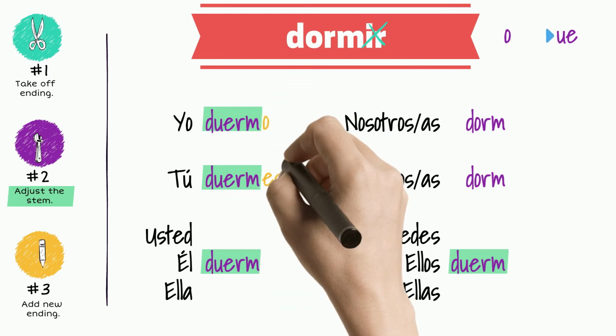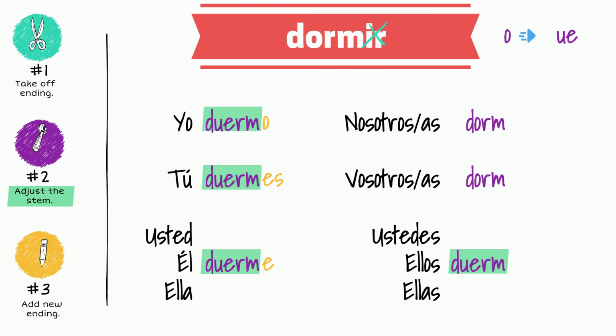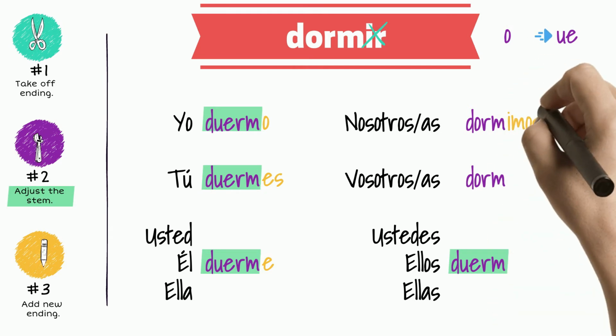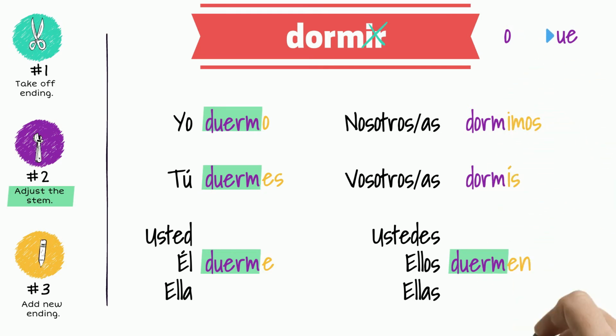Yo duermo, tú duermes, usted, él, ella duerme, nosotros, nosotras dormimos, vosotros, vosotras dormís, ustedes, ellos, ellas duermen. Notice that the stem vowel only changes when the verb's subjects are yo, tú, usted, él, ella, ustedes, ellos, or ellas. But the stem vowel in the nosotros, nosotras, vosotros, and vosotras forms stays the same.